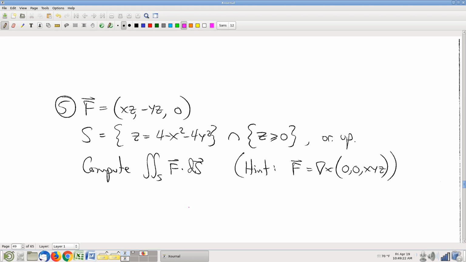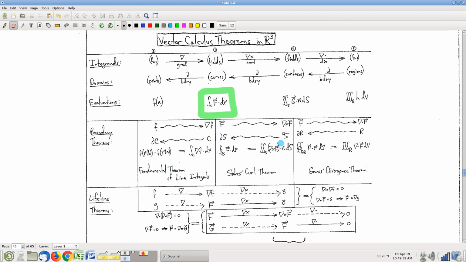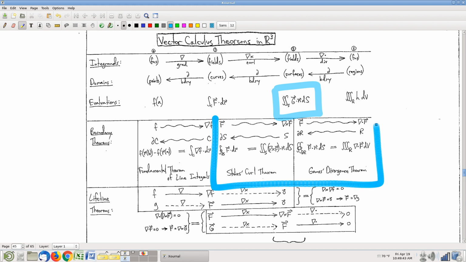Okay, here's a great one. This is one of my favorite of these examples. Let's see now. Where are we on the diagram? We're being asked to compute a flux in R3. So now our options have changed, right? We're computing one of these. So these are our options.